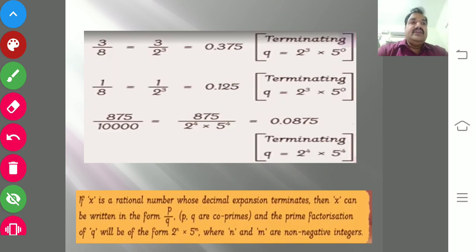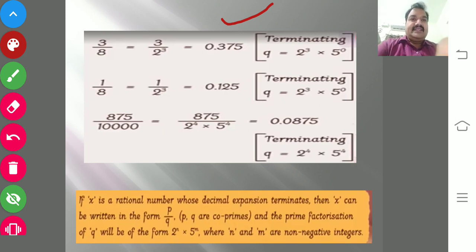Yes, here are some more examples. Here 3 by 8 is there. Convert 3 by 8 into prime factorization form: 3 by 2 cube. I can write that as 0.375. Otherwise we have the long division method also.